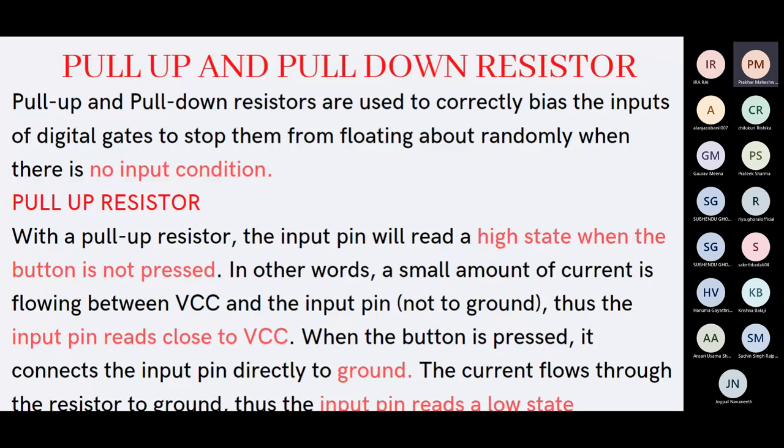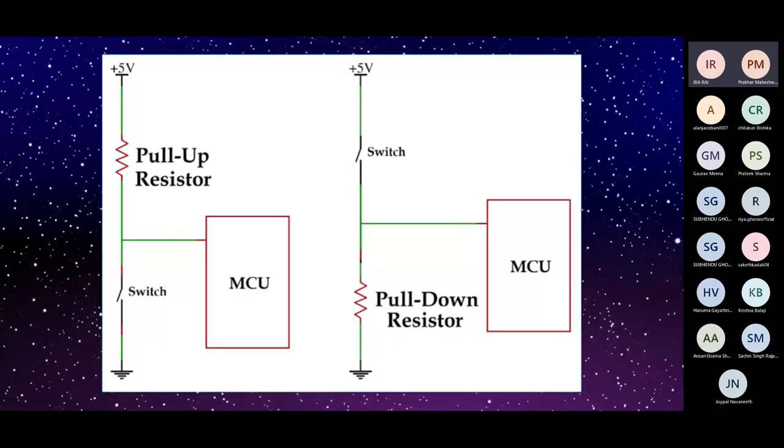With a pull-up resistor, the input pin will read a high state when the button is not pressed. Whatever our input pin is, it will read a high state when we have not pressed the switch. A small amount of current is flowing between VCC and the input pin. For a more proper explanation, you can see here. This is our pin, and we have a pull-up resistor here. Initially, the switch is open, and it is in a high state as it is connected to VCC.